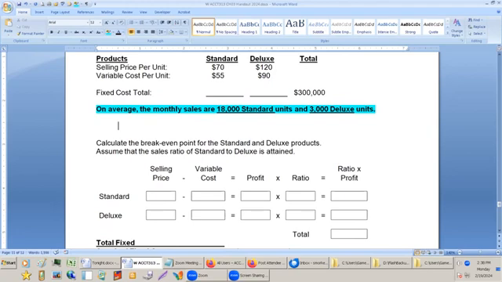But you could also, honestly, you could put that in as the ratio itself, and you'll get the same answer.